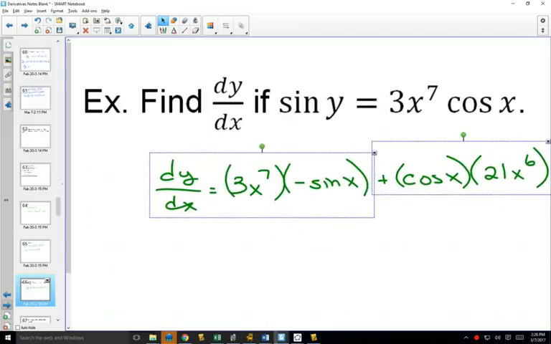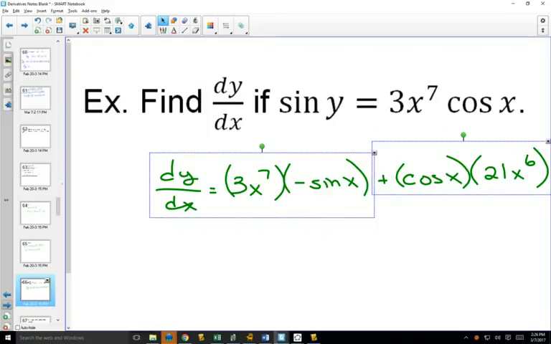Just going to move this over this way a little bit. The sin y does mean something. It means we can't get y by itself easily in this question. So it is related to what we did yesterday. This is going to be an implicit differentiation. So how do we do the derivative of sine of y?